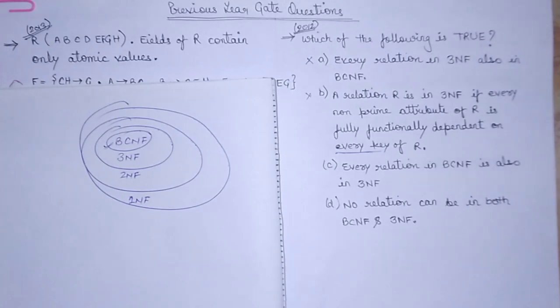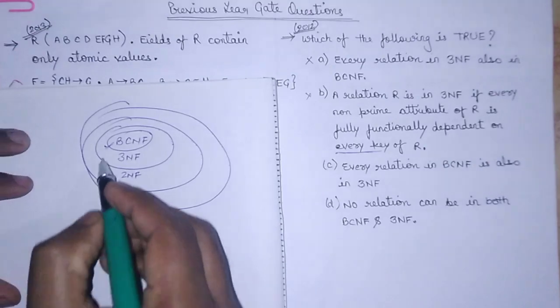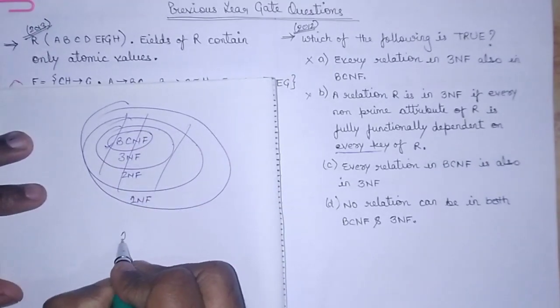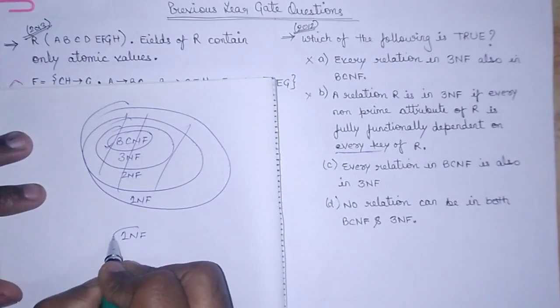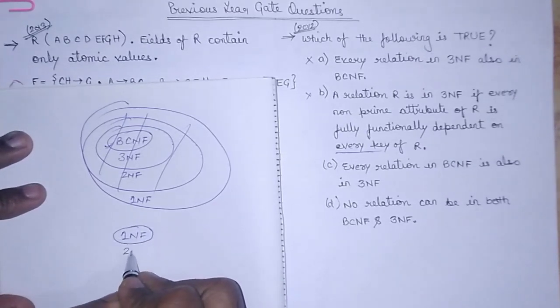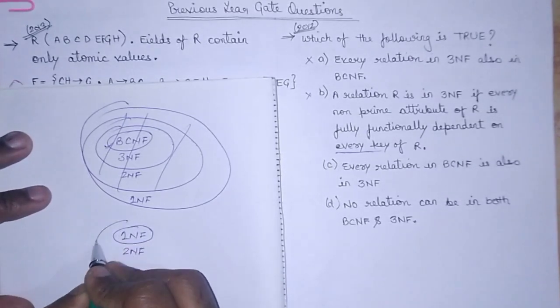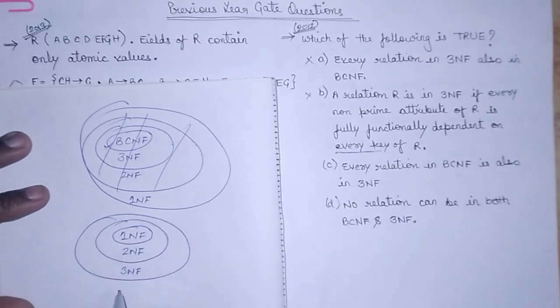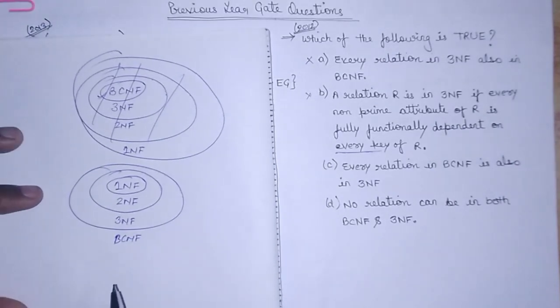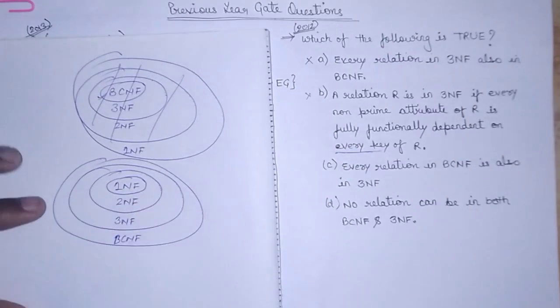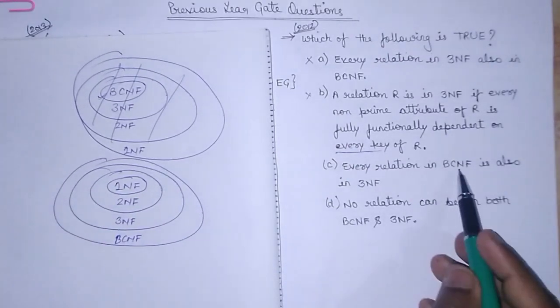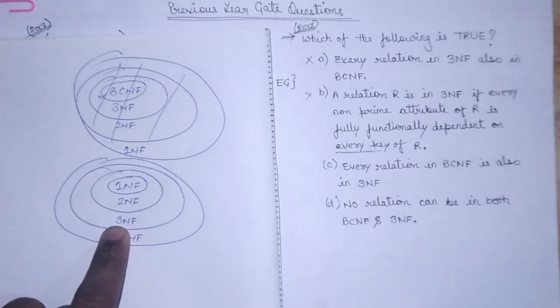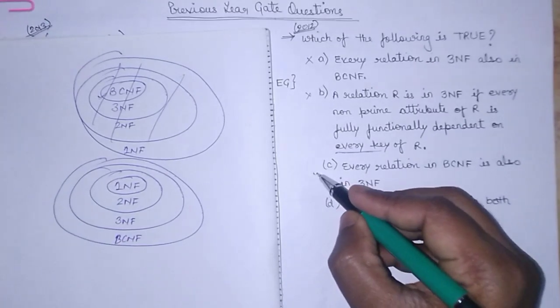I think I made the wrong diagram over here. Yeah, this is not the diagram, sorry for that. If a relation is in 1NF, then 2NF always includes 1NF, 3NF always includes 2NF and 1NF, and BCNF always includes the lower forms. So this way BCNF always includes 3NF. So this one is a true statement.